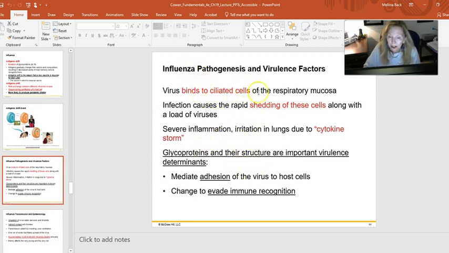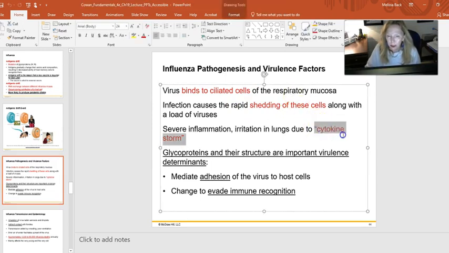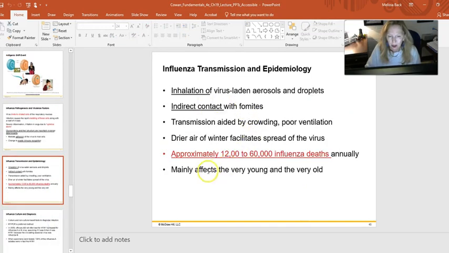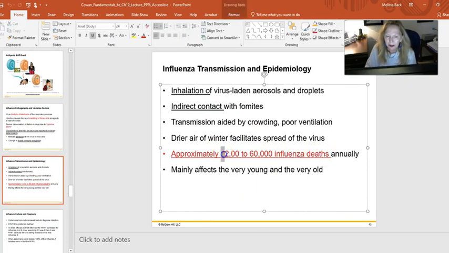And when we think about what is going on, this virus invades the human host cells, causing a shedding of the cells, which then causes the inflammatory response to sometimes over-respond. And that cytokine storm can then end up causing as many or more of the consequences than the virus itself within the host. So there are significant deaths annually to influenza.